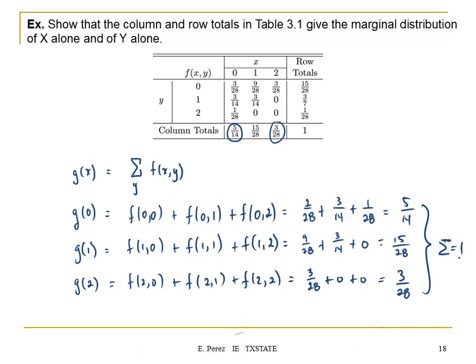So you can repeat the process for y, but in order to get the marginal distribution of y alone, you have to sum with respect to x, so you're going to be looking at these numbers, these rows. Okay? Does that make sense? Okay, so these are marginal distributions for discrete random variables.